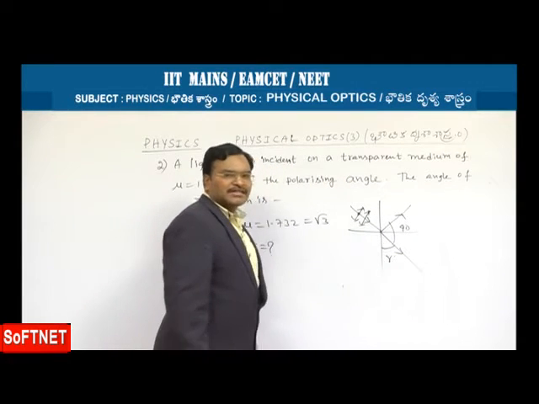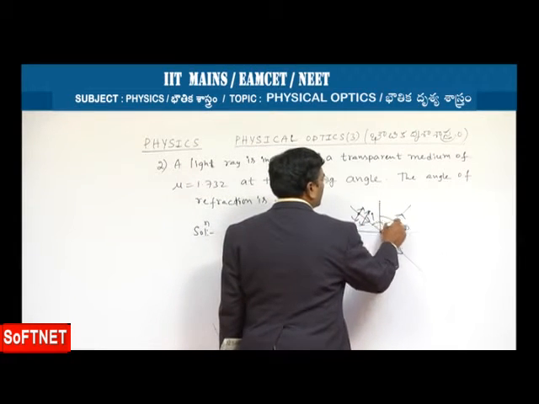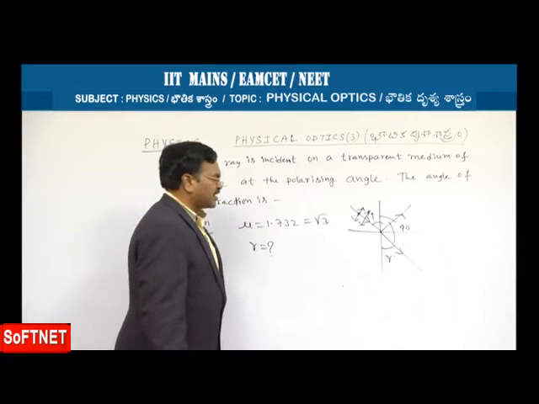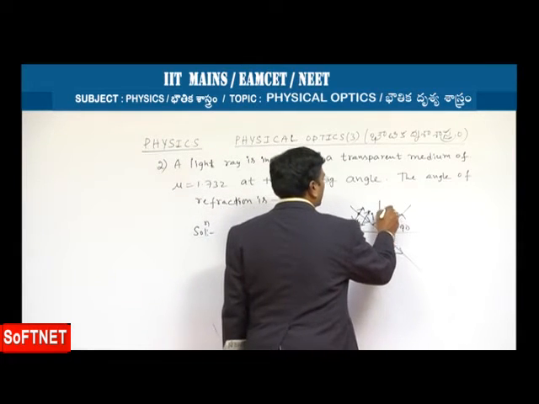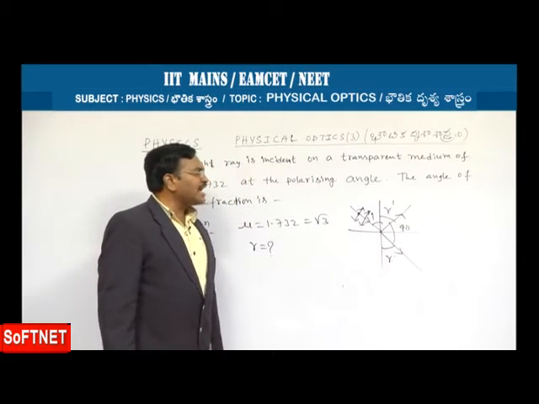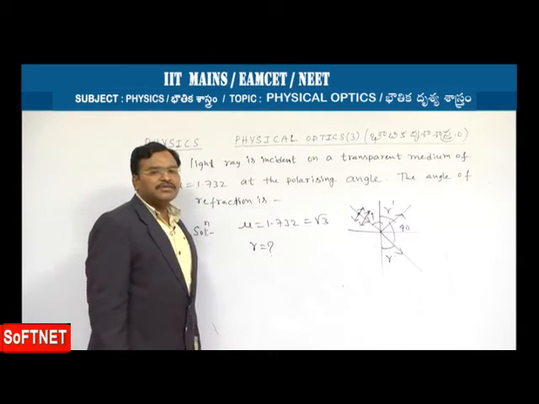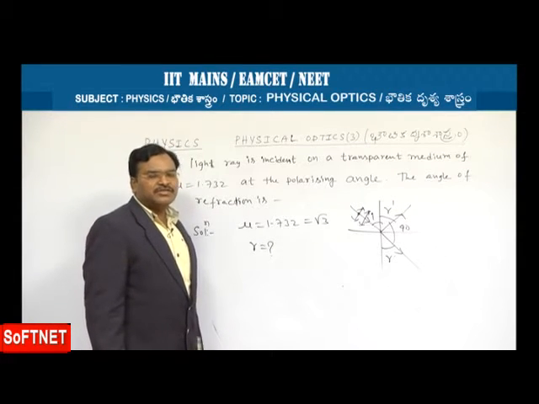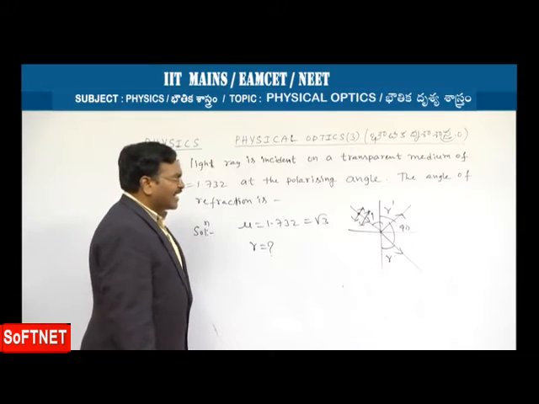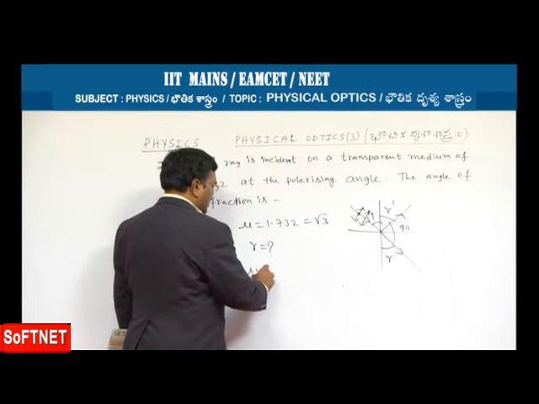Now according to the laws of reflection, angle of incidence is equal to angle of reflection. Let the angle of reflection be R dash. Which angle of incidence is here? It is the polarizing angle. So according to Brewster's law, mu is equal to tan I. Here mu is equal to tan IP.